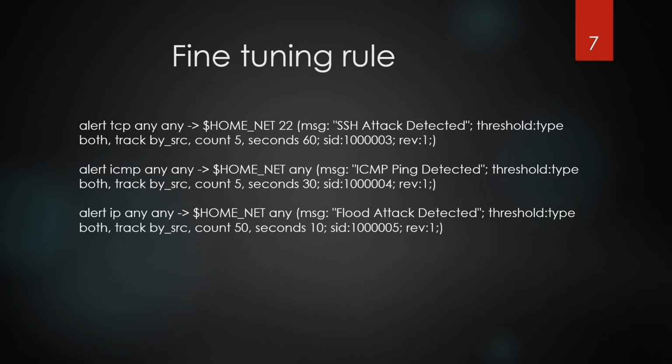After initial testing, I fine-tuned my Snort rules to reduce false positives and improve detection accuracy. This involved adjusting the thresholds for each rule. For example, I limited the count for the flood attack rule to ensure that only a normal amount of alerts would be logged if potential malicious traffic was detected.